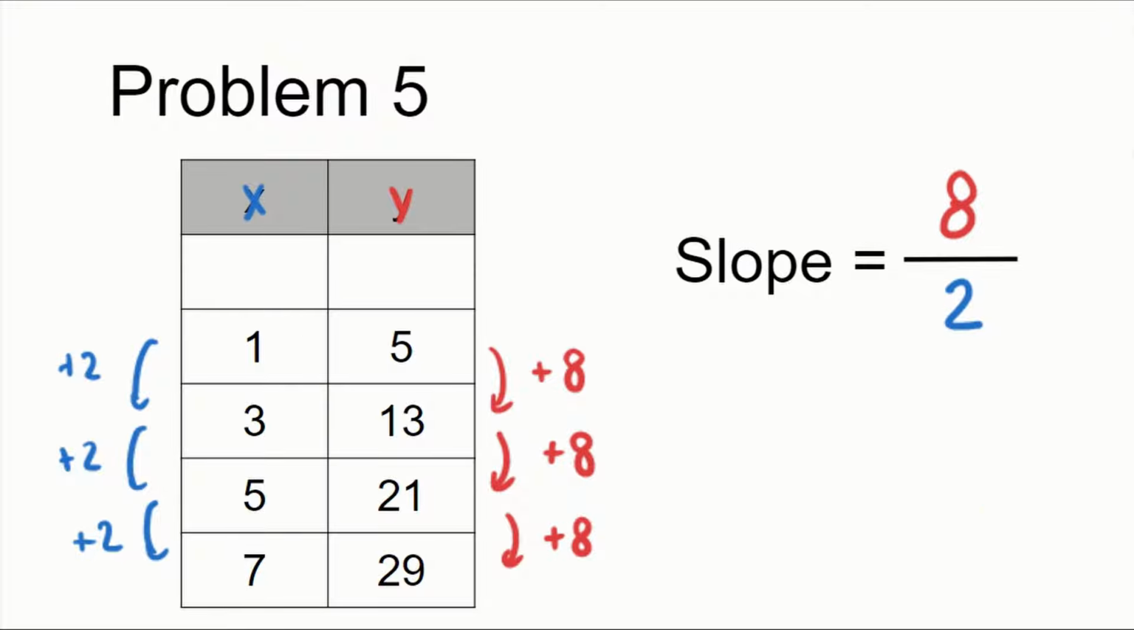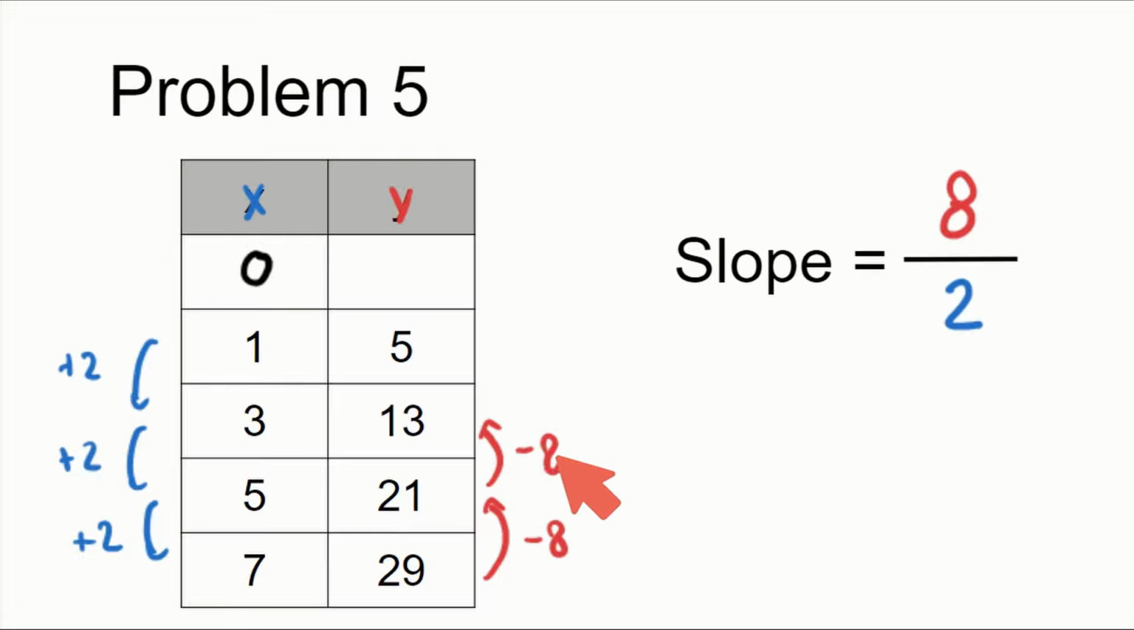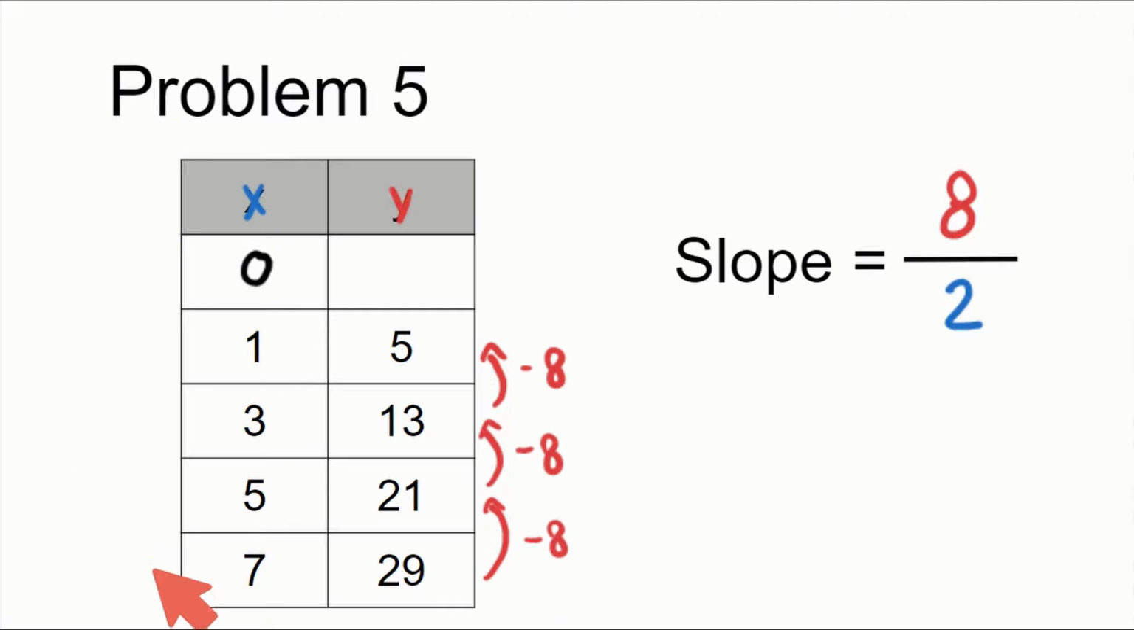Now, how can I use our slope to figure out our 0th term? Let's start by going backwards. Going backwards, 29 minus 8 brings me to 21. 21 minus 8, I'm at 13. And 13 minus 8, I'm at 5. Similarly, looking at my change in x, going backwards, 7 minus 2 gives me the 5. Minus 2, I'm at 3. And then minus 2, I'm at 1.